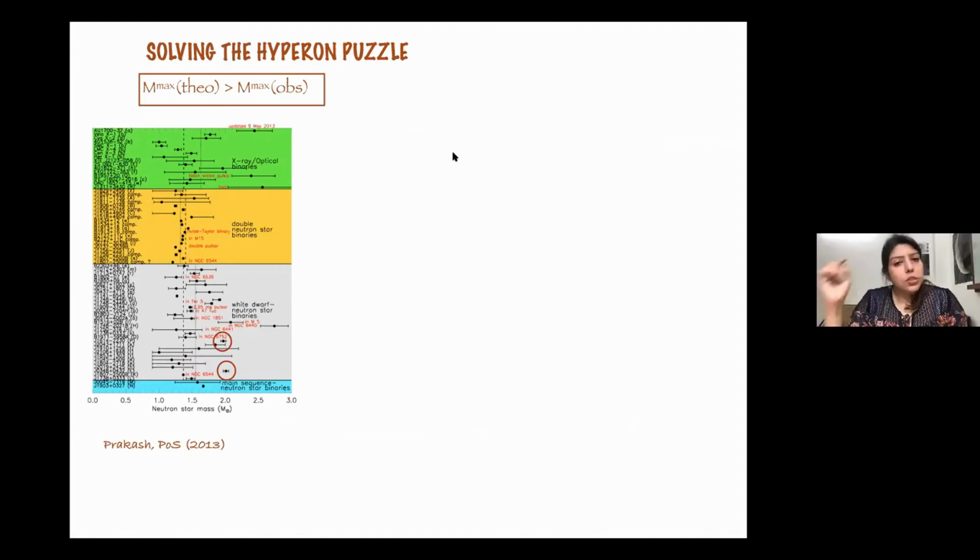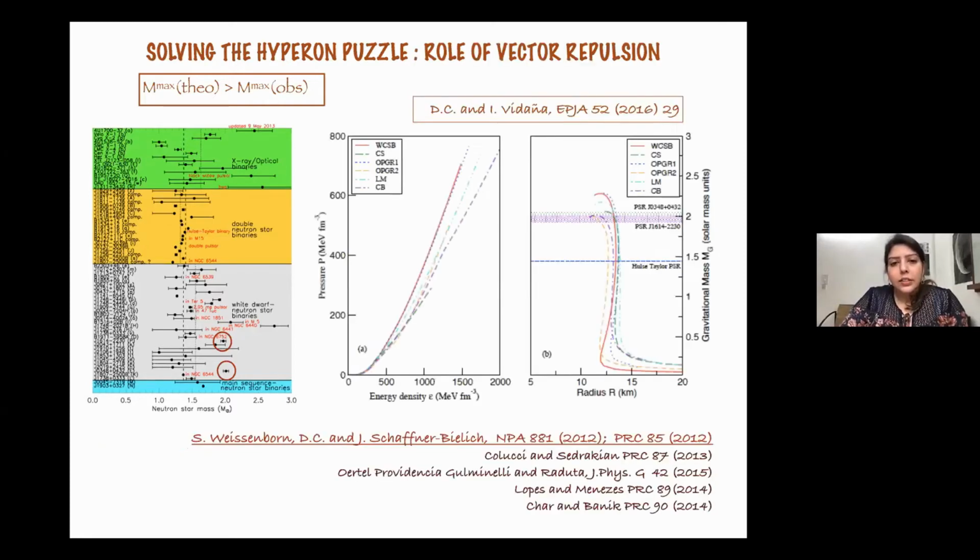So the question was whether hyperons can still exist in neutron stars with such high masses. I was working at the time in the group of Jürgen Schaffner-Bielich in Heidelberg, and with my graduate student Simon Weissenborn, we showed that indeed there can be hyperons in the neutron star interior, but the 2 solar mass constraints actually pose a very strong constraint on the vector repulsion among these hyperons.